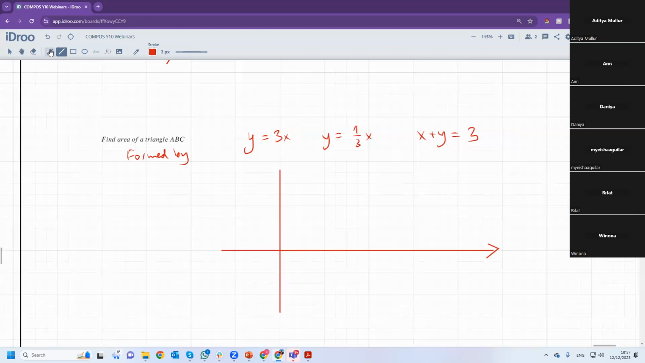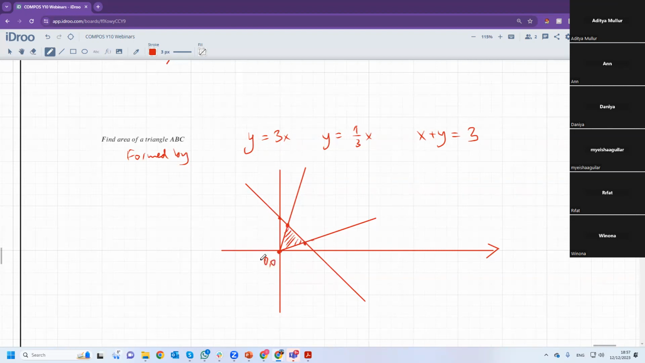So y equals 1/3 x, so 1/3. So that's going like this. Y equals 3x, that is like this. And x plus y equals 3, so that's 3. And then that is a line like this. Okay, so you need this triangle. To find this triangle's area, you of course need to find the points first.